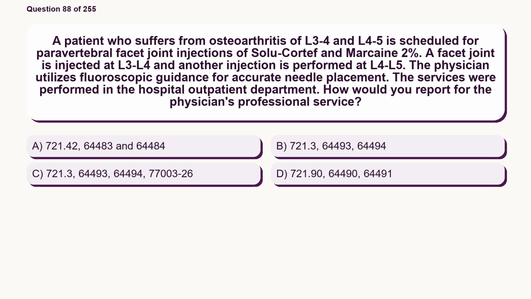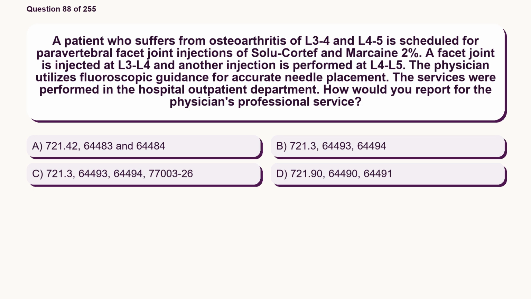Question 88. A patient who suffers from osteoarthritis of L3-4 and L4-5 is scheduled for paravertebral facet joint injections of Solacortef and Marcaine 2%. A facet joint is injected at L3-L4 and another injection is performed at L4-L5. The physician utilizes fluoroscopic guidance for accurate needle placement. The services were performed in the hospital outpatient department. How would you report for the physician's professional service? Option A, 721.42, 64483 and 64484.